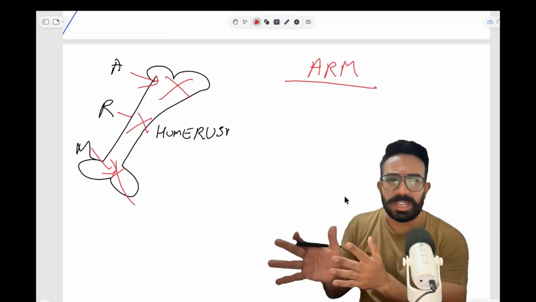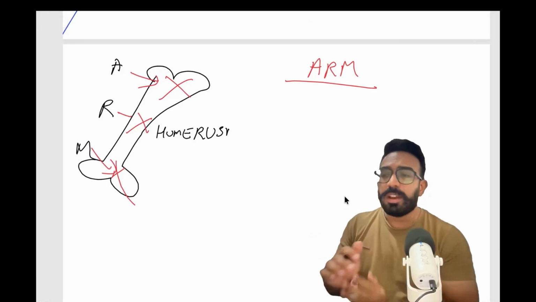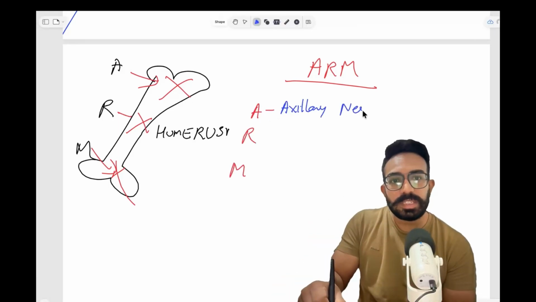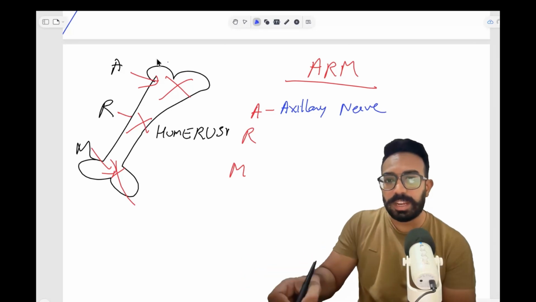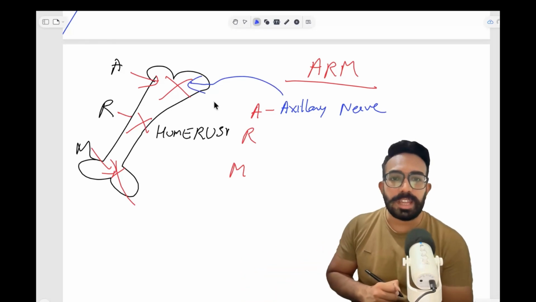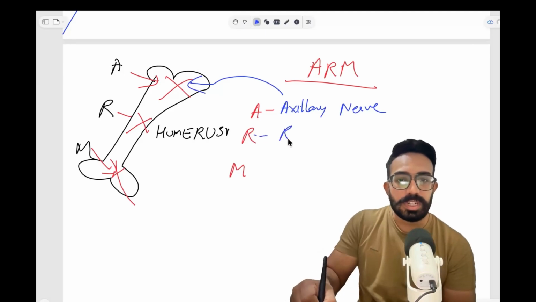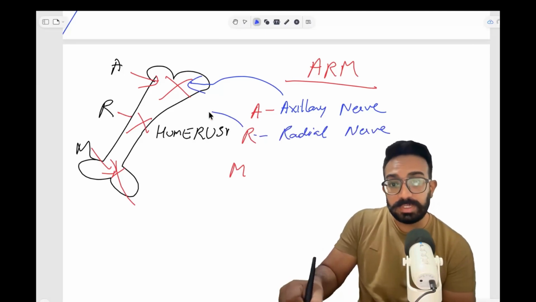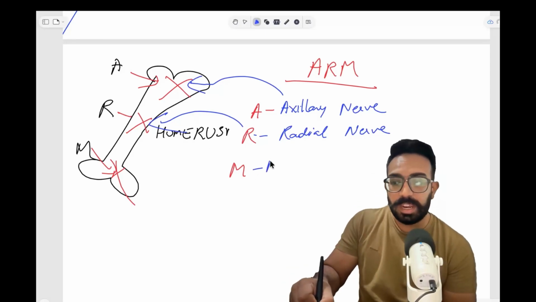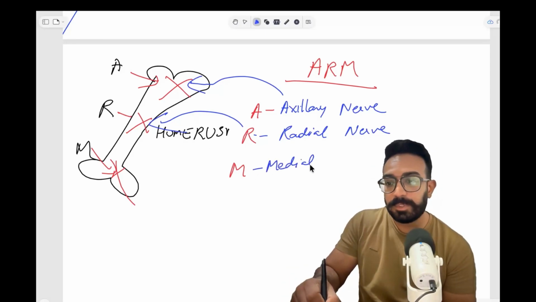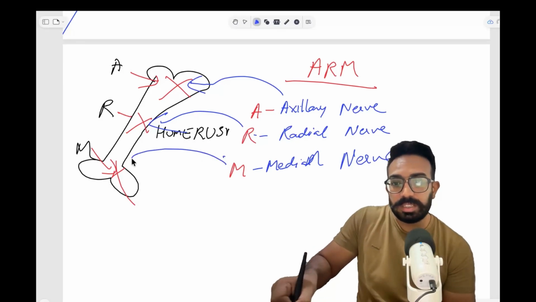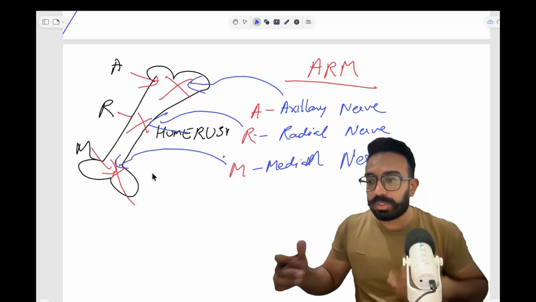I'm not a big fan of mnemonics, but A stands for axillary nerve, which means if there's a fracture at this point, the axillary nerve is going to get damaged. R stands for radial nerve, which means if there's a fracture over here, the radial nerve is going to get damaged. M stands for median, so if there's a fracture over here, the median nerve is going to get damaged.